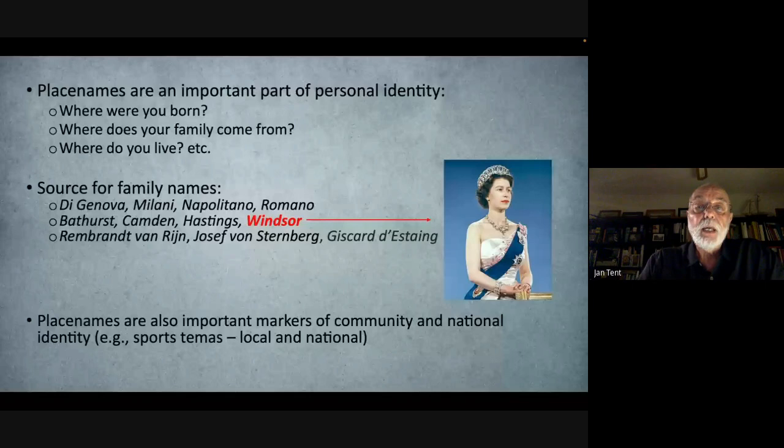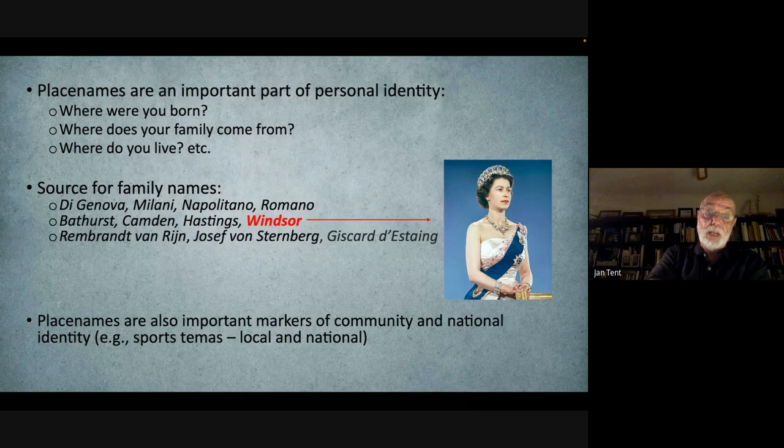And of course, place names are a source for family names. So we have these Italian, Genova, Milani, Napolitano and Romano, and of course English place names, Bathurst, Camden, Hastings, and of course the late Queen's name, Windsor.